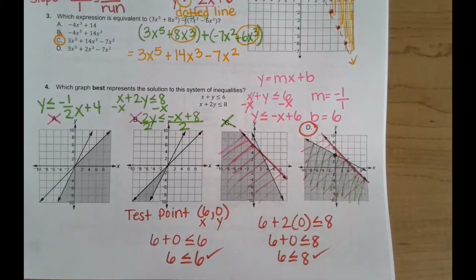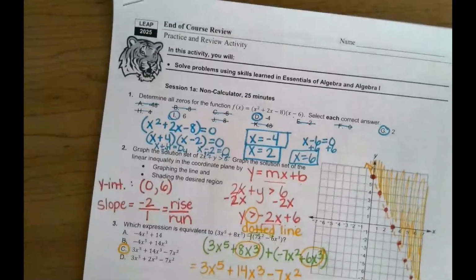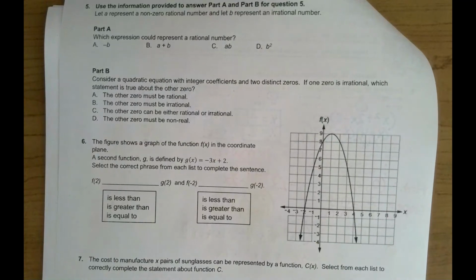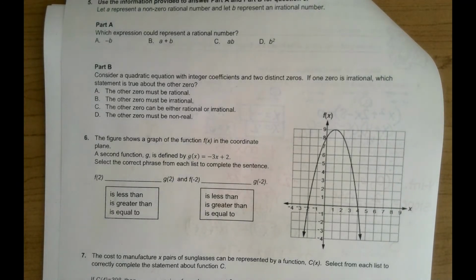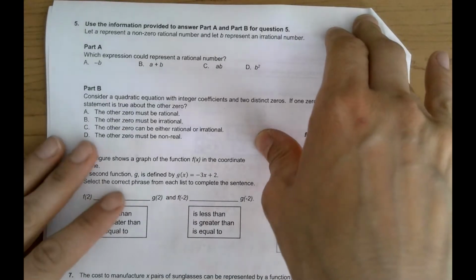And you can always plug in a couple more just to make sure. All right, next page. Number 5. Use the information provided to answer part A and part B for question 5. Let A represent a non-zero rational number and let B represent an irrational number. Which expression could represent a rational number?